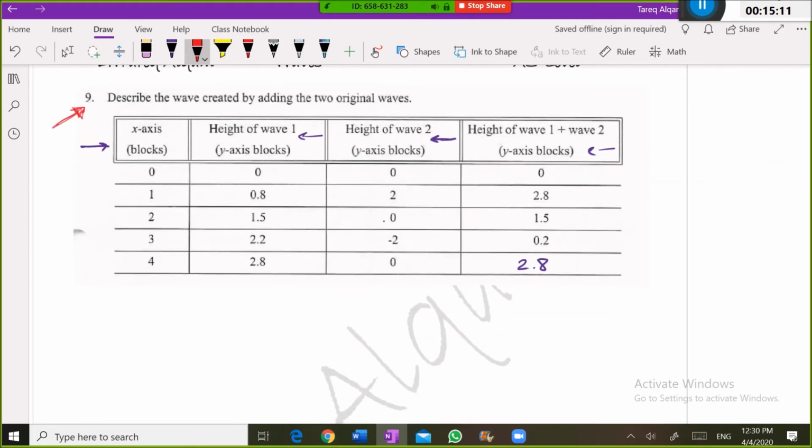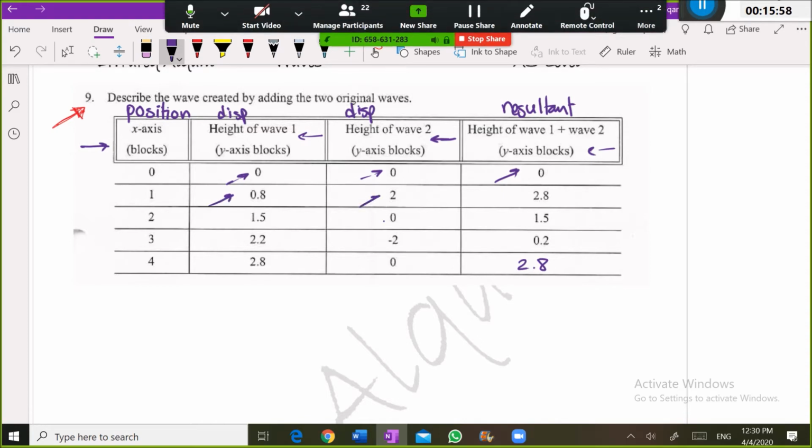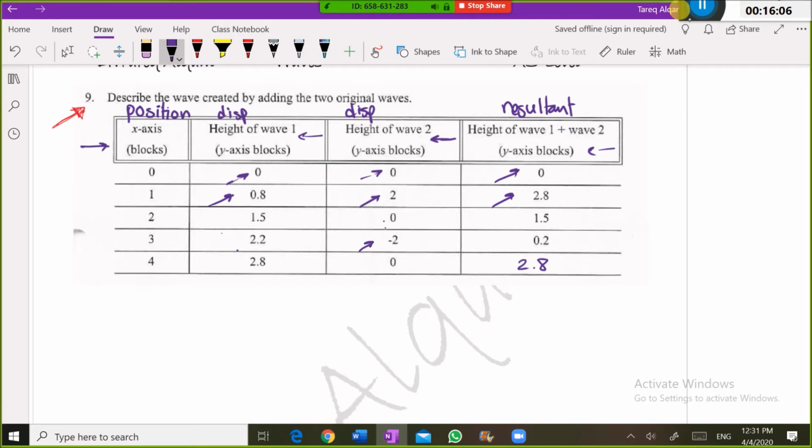Let me show you something very quick here. Look with me here. Okay. Here, guys, we have a position. We have the displacement for the first wave. We have the displacement for the second wave. Finally, this is the resultant. So at zero position, the displacement of the two waves is 0. So the resultant displacement is 0. At position 1, 0.8 to 2.8, 1.5, 0, 1.5, 2.2, here minus 2. The addition of that, I will get 0.2.